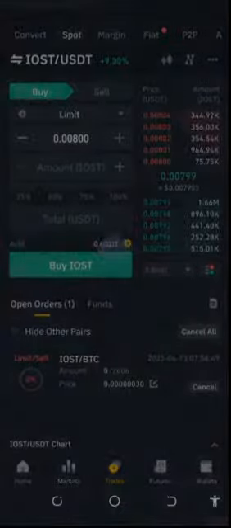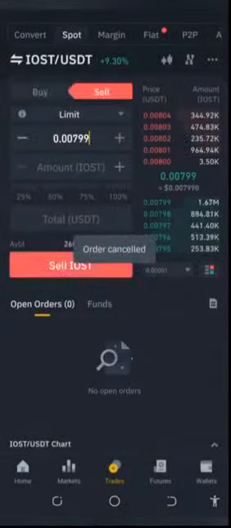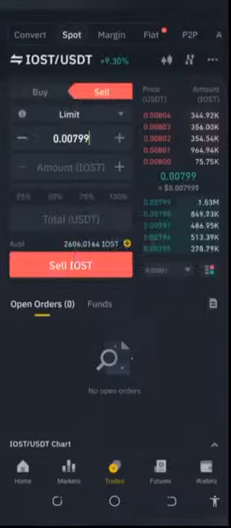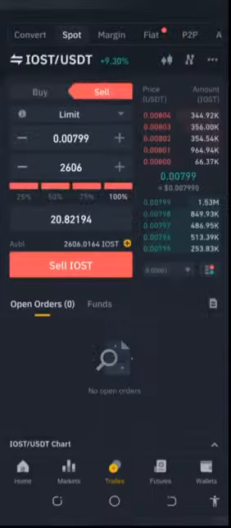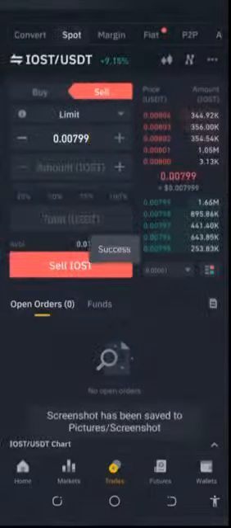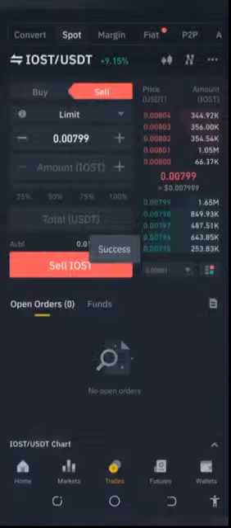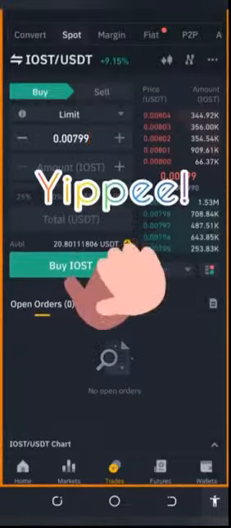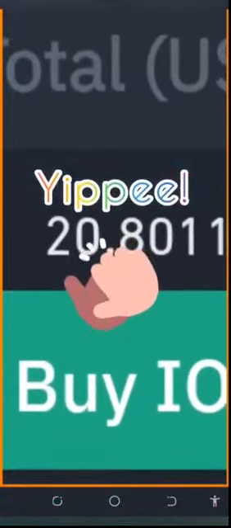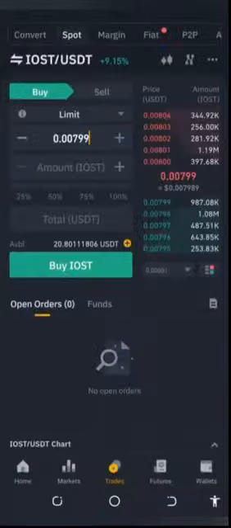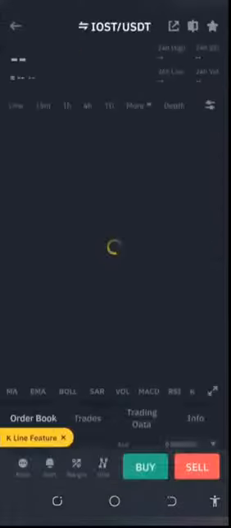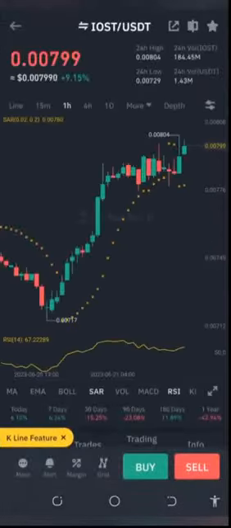So let's do this quickly. Let's cancel this. And let's see if we can actually sell and see what we can get. Let me see. Wow, this is great. Let's go ahead and sell. Wow, did I get it sold? Yippee, we got it sold. Wow, what happened to IOST? It went all the way up. Look at this.